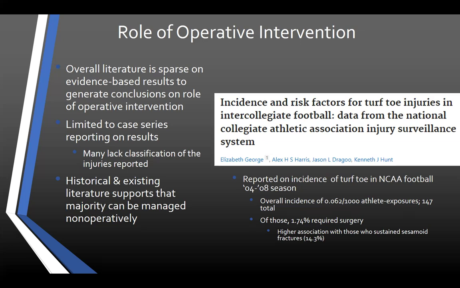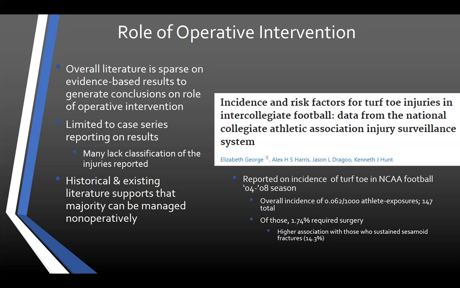A lot of the literature out there for operative management are case reports, which show that the outcomes are relatively good, but these are limited by small sample size. And many of the older studies that are out there don't really indicate what grade of injuries the patient had. So there's not a whole lot of evidence to support evidence-based decision-making. But we do know that functionally, the vast majority of turf toe injuries can be managed non-operatively.